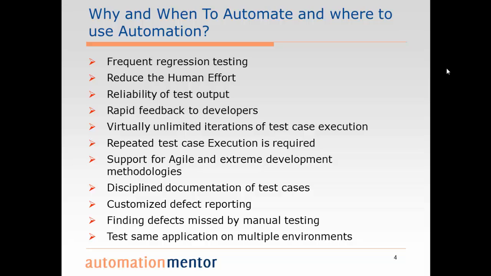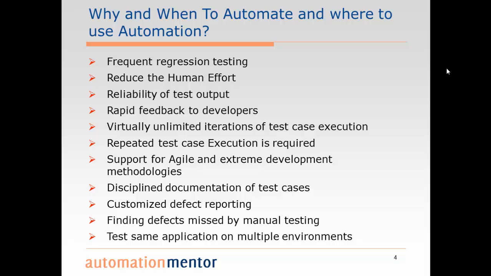So, virtually unlimited iterations of test case execution. This is the beauty of automation. You can do any number of iterations of your regression tests or functional tests. Let's say you have 100 test cases automated and it takes less than 5 hours to execute through automation. Literally, you can do one iteration every day.